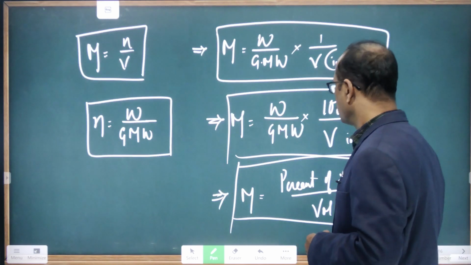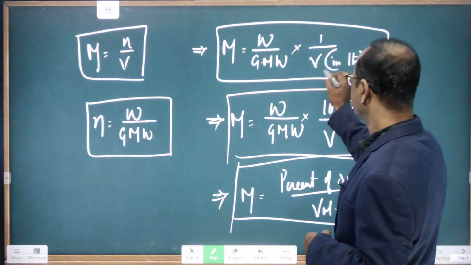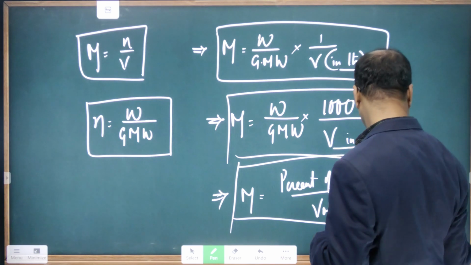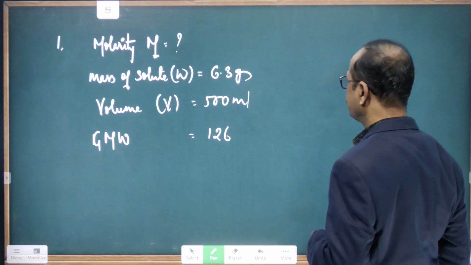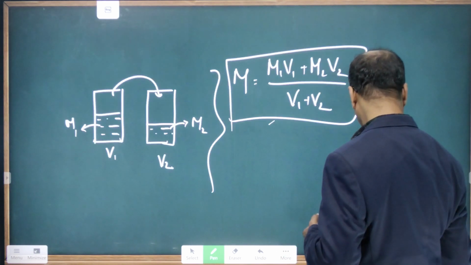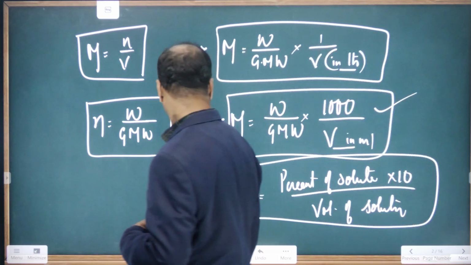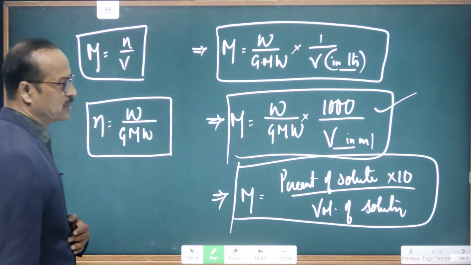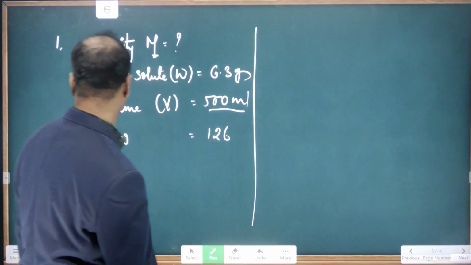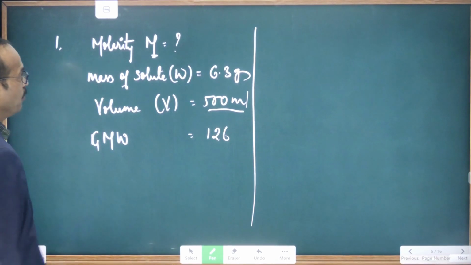So, this is also not possible. Now these two are suitable to us, but in these two also, here you see the volume is given in liters, here it is given in milliliters. In our problem, what do they give? In milliliters, no? So, here it is better to use this formula. So, molarity is equal to weight by gram molecular weight into 1000 by volume of solution in ml, right. Here the gram molecular weight is given, that is 126, no.